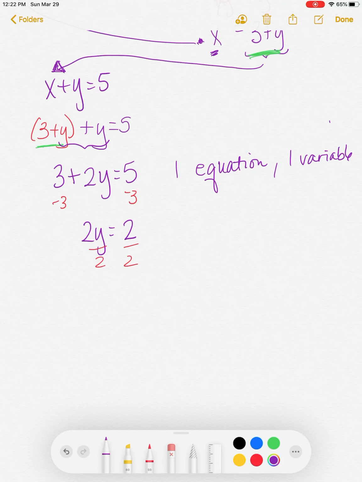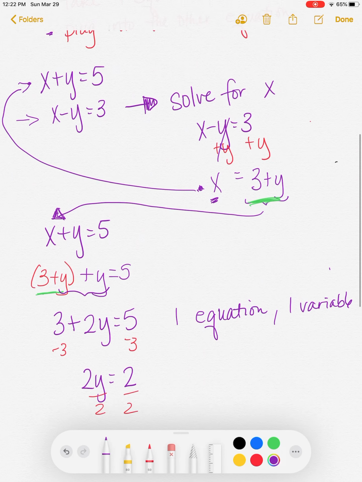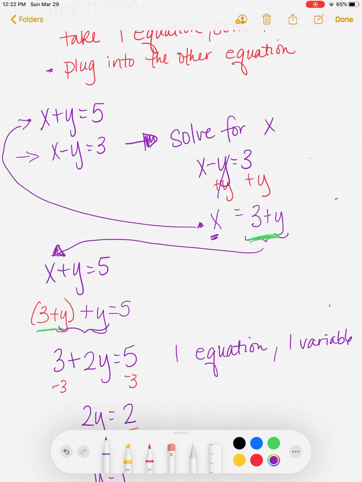That will give me y is equal to 1. So now I have my y. Notice that I had two variables to begin with, I had x and y. So now I have to solve for x.